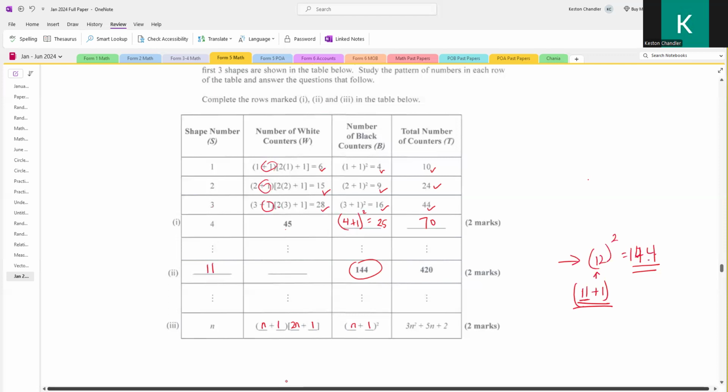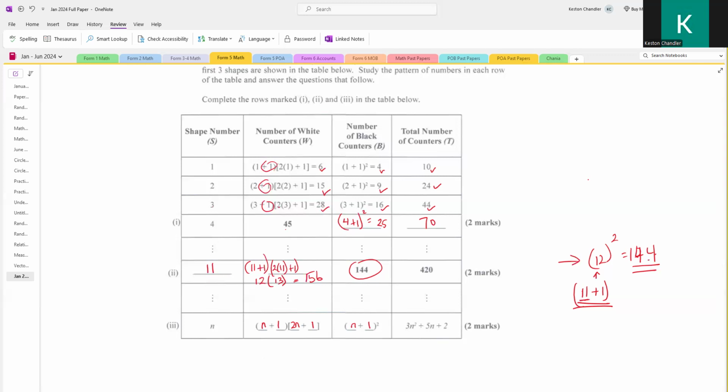And then if you go according to the shape number, this will be 11 plus 1, right? And then 2 by 11 plus 1. So this is 12. 22 plus 1 is 13. Everybody all right with that now? Thumbs up if you understand what we did in that table.